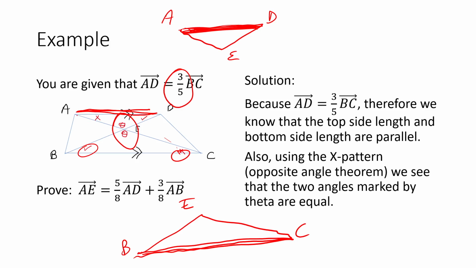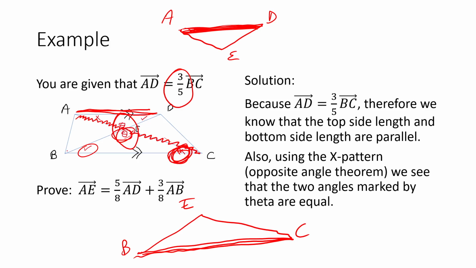So specifically, look at this top triangle where I'm drawing this squiggly line. That's the side length between the X and the theta symbol. Well, that side length must therefore be equal to 3/5 of this side length, which is the side length between the bottom triangle's X and the theta symbol.